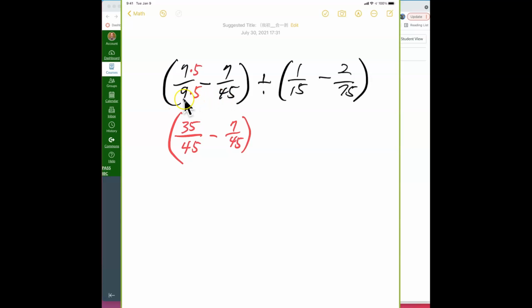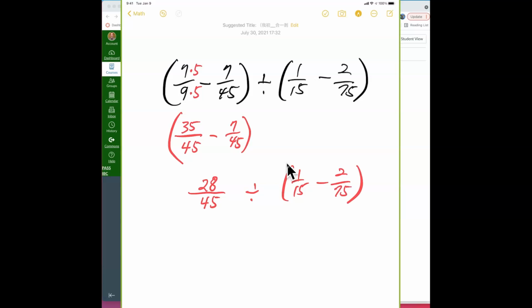With fractions, it's one step more difficult because we have to create denominators that are the same. We have to make them the same units. But right now we're just taking 35 of these units and taking away 7. That leaves 28 units, and the unit size is 45. So 28/45. Now we're going to divide that by 1/15 minus 2/75.